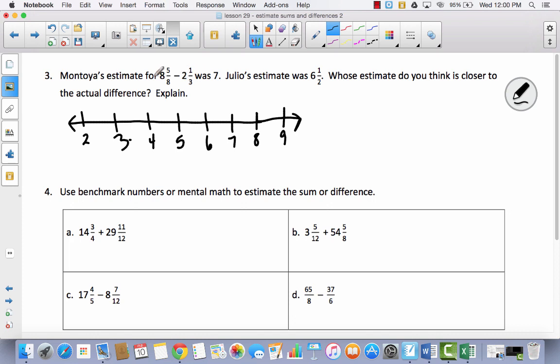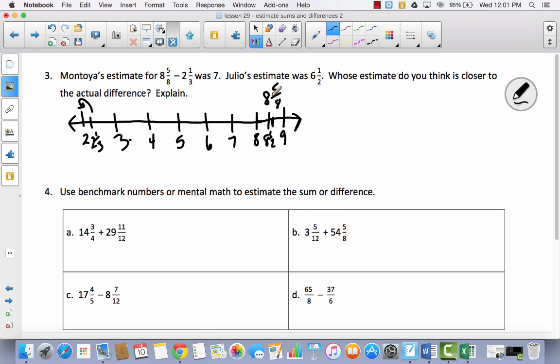Well, I know 8 and 4/8 would be 1/2. So here's 8 and a half. And then 8 and 5/8 would be just to the right of that. I'm going to label it up here so it doesn't get all jumbled up. So 8 and 5/8 is right here. And then I've got 2 and 1/3. So if I divided this into thirds, I've got 2 and 1/3 right here. So 2 and 1/3 is closer to 2.